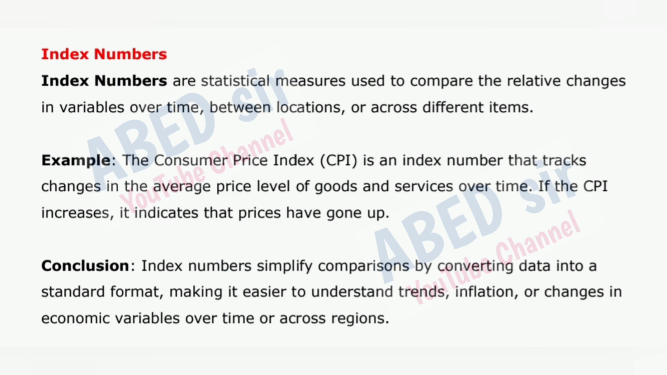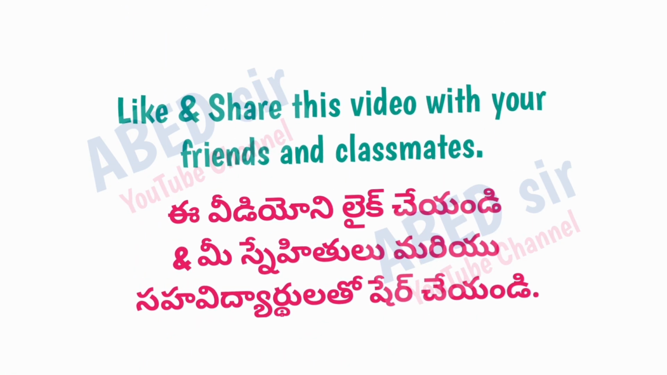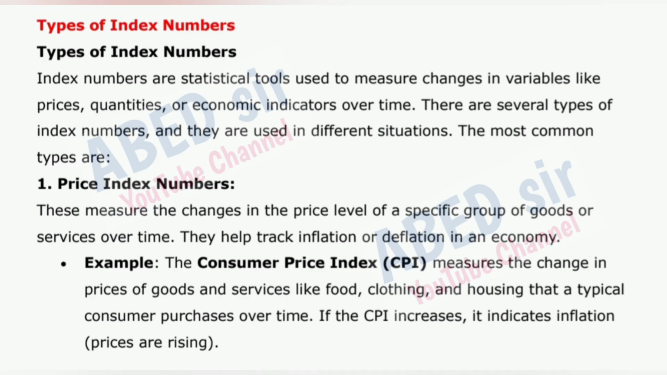Conclusion: index numbers simplify comparisons by converting data into a standard format, making it easier to understand trends, inflation, or changes in economic variables over time or across regions. Next important long question is types of index numbers. Index numbers are statistical tools used to measure changes in variables like prices, quantities, or economic indicators over time. There are several types of index numbers, and they are used in different situations.